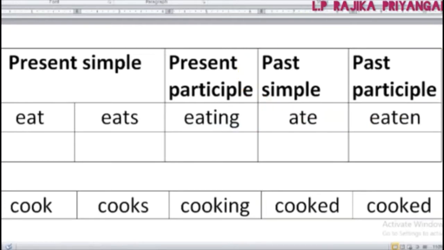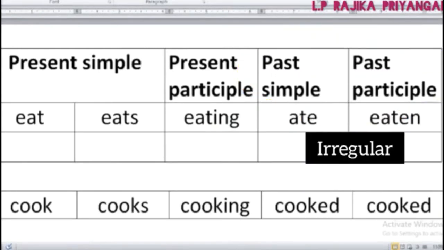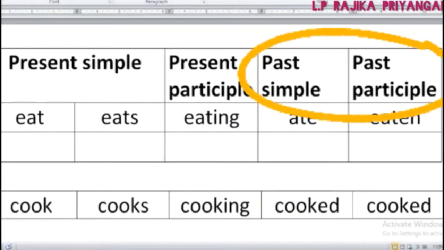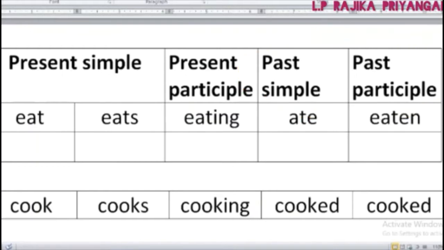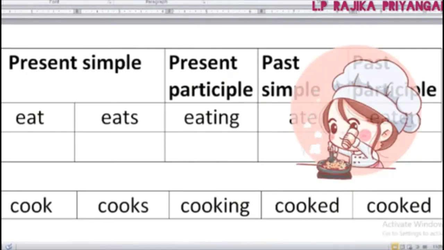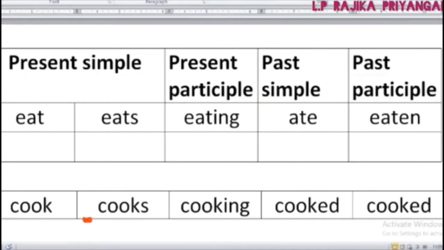Past simple and past participle are made in different ways. Here, eat is an irregular verb. So, past simple is ate and past participle is eaten. Past simple and past participle of regular verbs are formed by adding ed to the base verb. Take the verb cook. Cook is a regular verb. So the principal parts of the verb cook are cook, cooks, cooking, cooked, cooked.